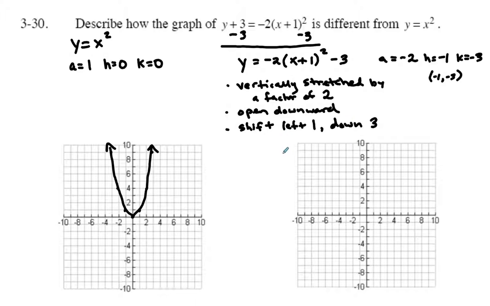So let's see what it looks like here. We're going to go, first of all, to our locator point. We're going to go left 1, and we're going to go down 1, 2, 3. So here's our new vertex. Remember, it no longer opens up, it now opens down. And because our stretch factor is -2, it's going to go down twice as fast as it normally would. Usually we go left 1 and down 1, but now we're going to go left 1 and down 2. So it's going down twice as far. If we went right 1, we go down 2.